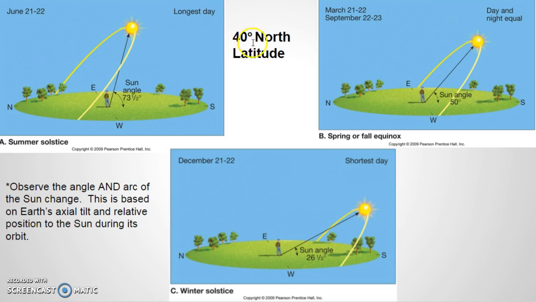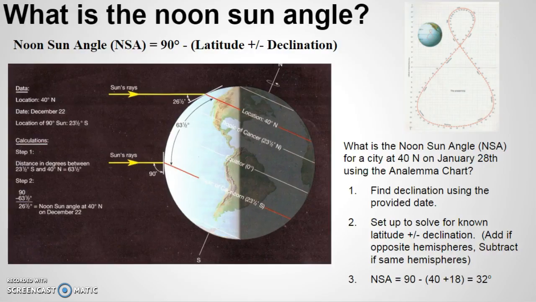This one here was for 40 degrees north latitude. So let's take a look at this one. Let's solve it. So I set it up. What is the noon-sun angle? Here's my equation. Here's an example picture, location 40 degrees north. What is the noon-sun angle, NSA, for a city at 40 degrees north on January 28th using the Analemma chart?